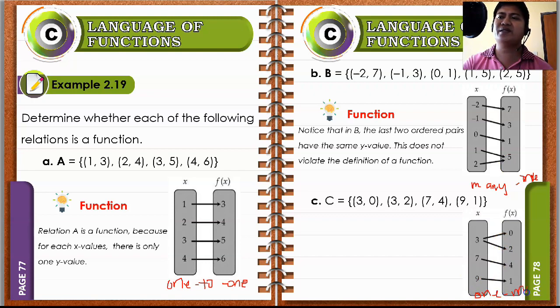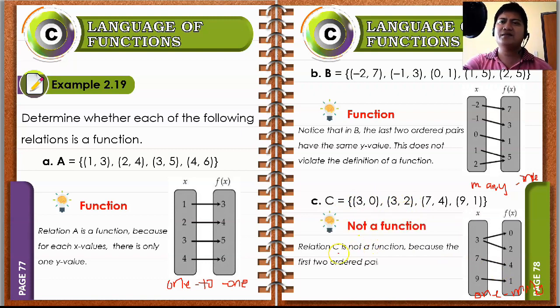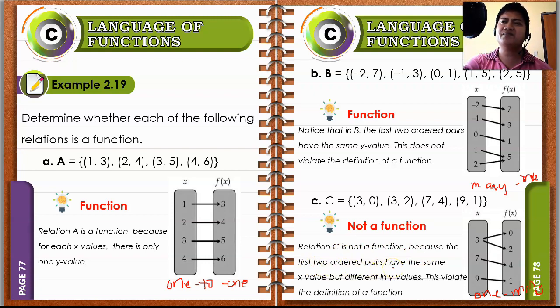So one to many, an example of one to many relation, because we have (3, 0), (3, 2). Notice that this is not a function because the first two ordered pairs have the same X value.